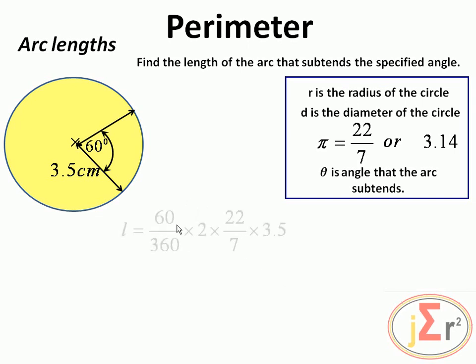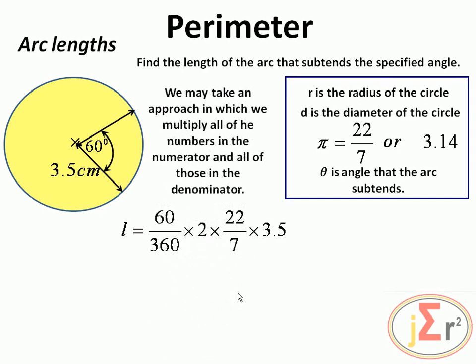So we have the angle over 360. This is the angle that we have over 360 times 2 times pi times r. So we may take an approach in which we multiply all of the numbers in the numerator and all of those in the denominator. As we progress through the slide, we are just going to be looking at methods of simplification of the fractions that we have here, or just to multiply or divide or both.